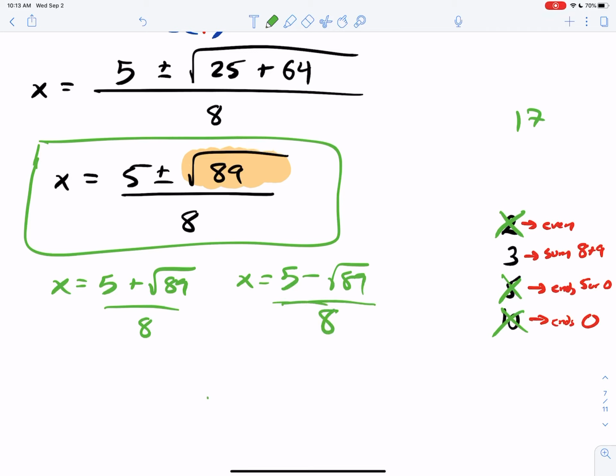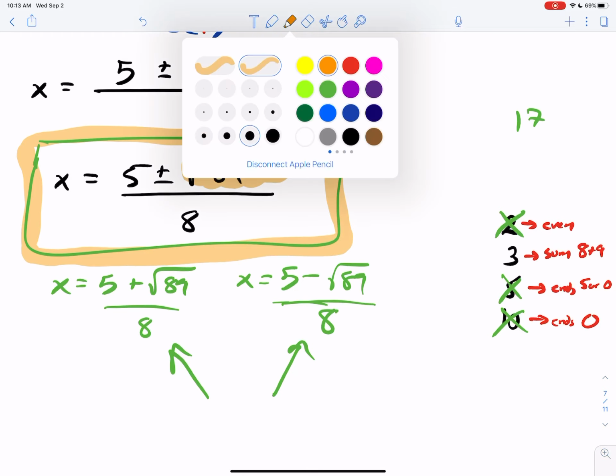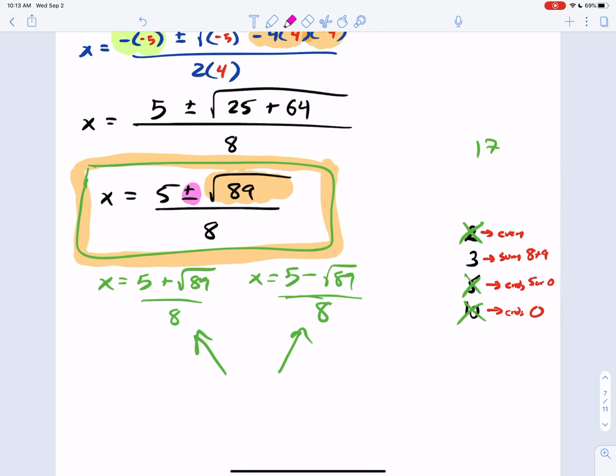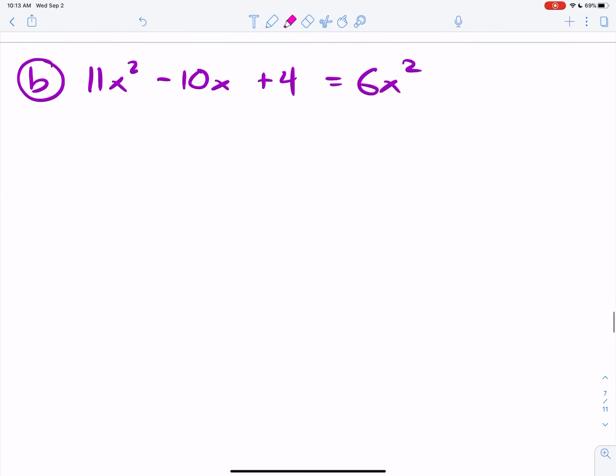So keep in mind we have two solutions, but here's the thing. You can keep your answer like this. You just have to use the plus or minus symbol, all right? So on Delta Math, they give you that option, so just keep that in mind. All right, let's do another one. Pause and play whenever you're ready. Try this one out.